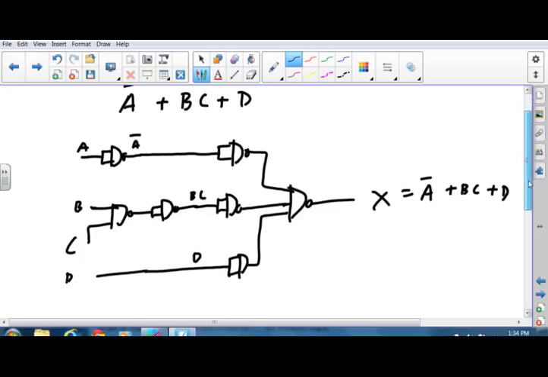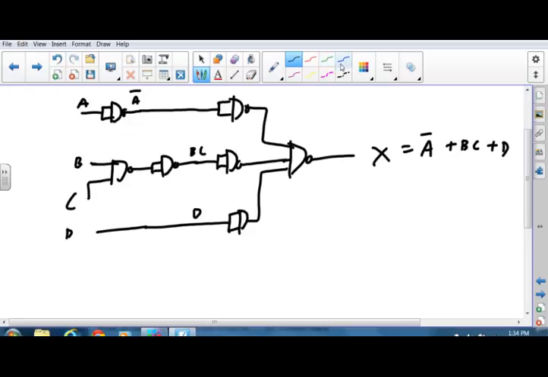Okay, now that I've done that, I look at it and I say, well, wait a minute here. I have two inverters in a row, right? I have two inverters in a row.